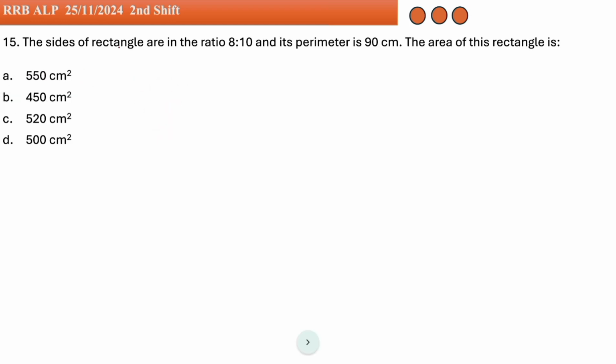Next question. The sides of a rectangle are in the ratio 8:10 and its perimeter is 90 centimeter.